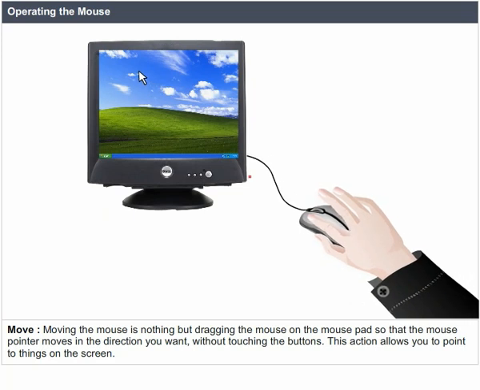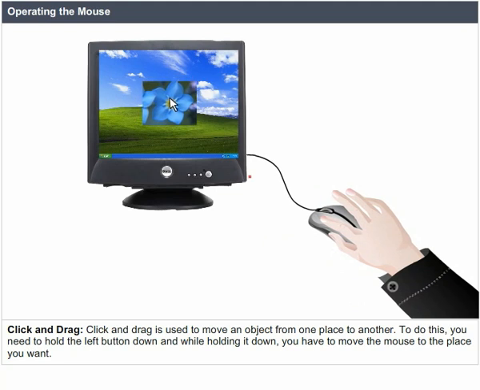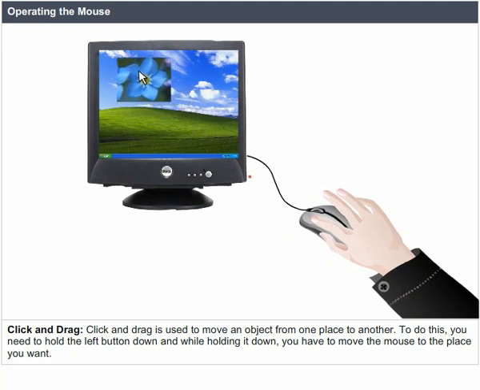Click. Clicking is used to select an object on the screen. To do this, first you need to make the pointer point to the object and then press the left button once and release the button immediately. Click and drag. Click and drag is used to move an object from one place to another. To do this, you need to hold the left button down, and while holding it down, you have to move the mouse to the place you want.